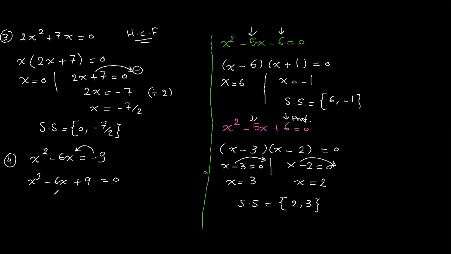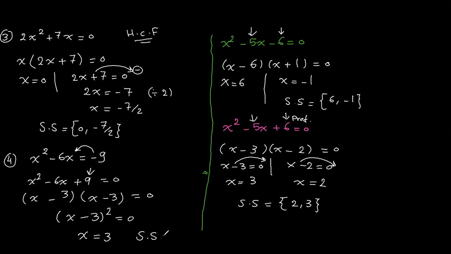So to factorize, two brackets here equal 0. So x and another x, the factors for 9 are 3 and another 3. So our sign will be negative. And this is the form of a perfect square. So we can write x minus 3 all to the power 2 equals 0. So our answer is x equals 3. So the solution set is {3}.